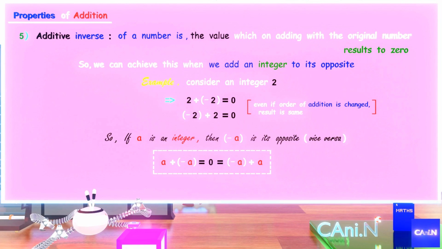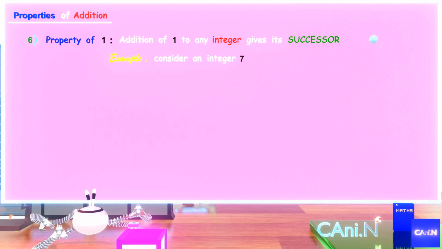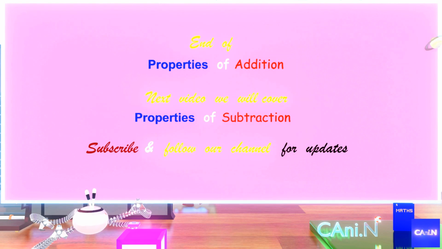Hence, property of 1. Addition of 1 to any integer gives its successor. Example. Consider an integer 7. 7 plus 1 equals 8. Here, 8 is the successor of 7. This ends our topic on properties of addition. In the next video, we will cover properties of subtraction.